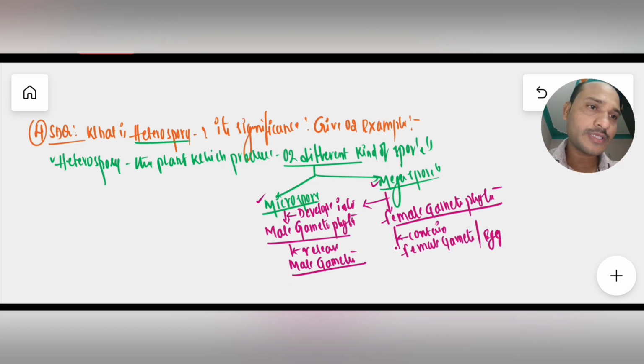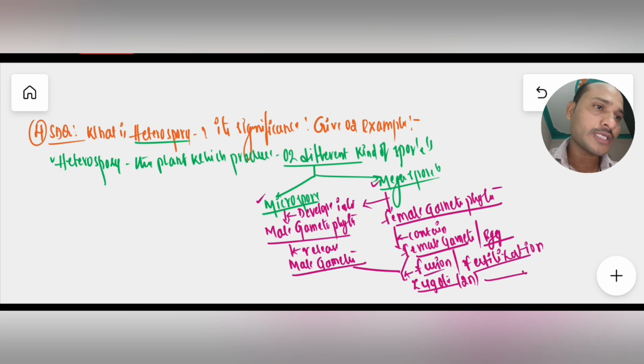So what happens is the male gamete fuses with the female gamete, or egg. We can also use another term, fertilization. The resulting structure of fusion or fertilization is the formation of a zygote. The formed zygote is always 2n. This zygote later develops into an embryo, and the embryo later develops into seeds.